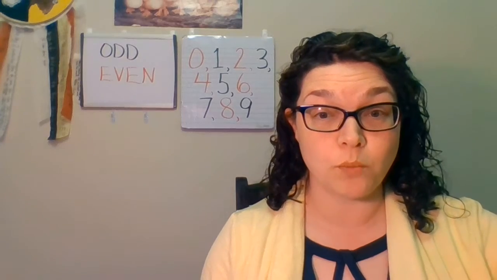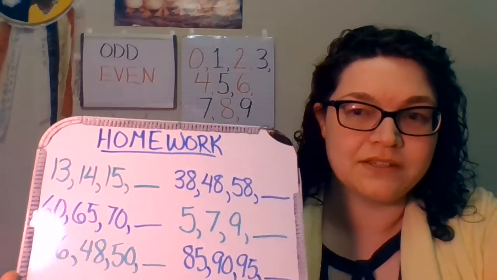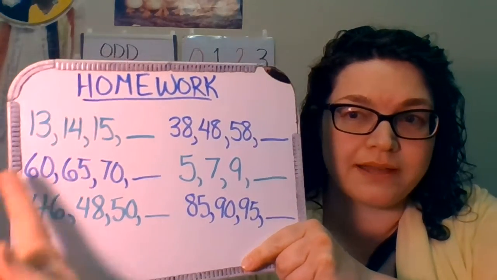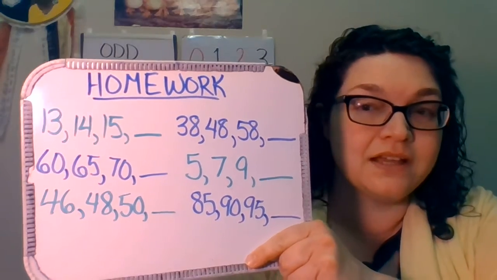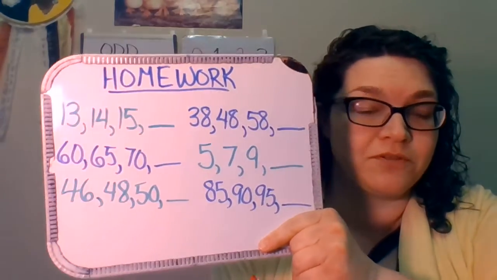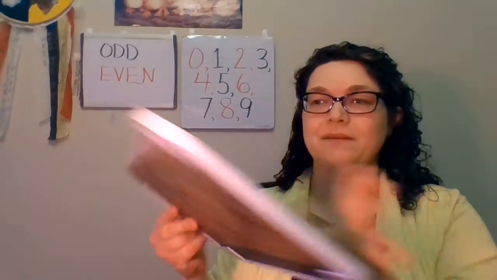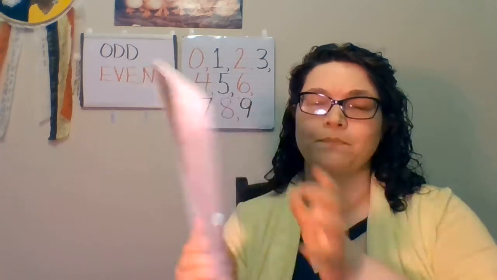First of all, let's look at the homework that I gave you on Friday, and I'll give you the answers here. So as you can see, we've got 13, 14, 15. So that pattern is we're going up by ones. So after 15, of course, would come 16. I'll just write that in for you to see.